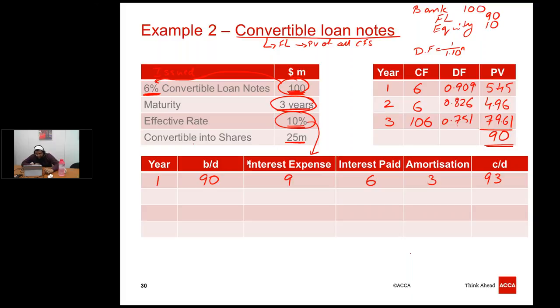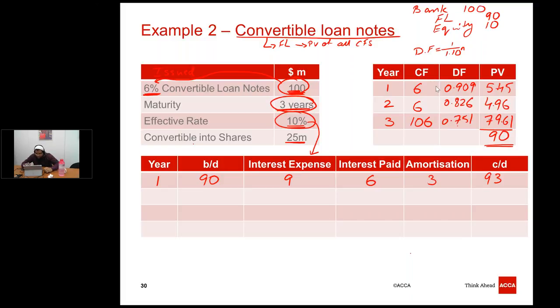Ali is saying I'm a bit confused. When shall we deduct the transaction cost and when are we adding the transaction cost? It is simple. Ali, if it is a financial asset, add it. If it is a financial liability, deduct it. Transaction cost is being added in the financial asset and deducted in the financial liability.